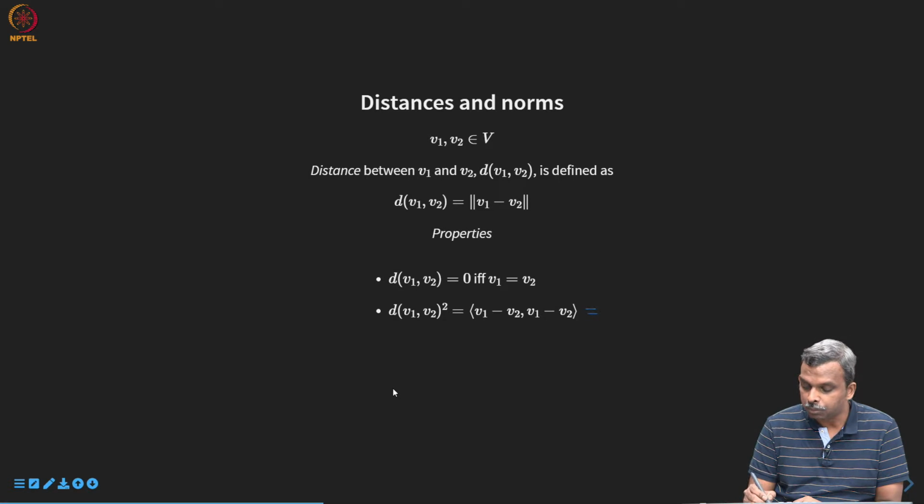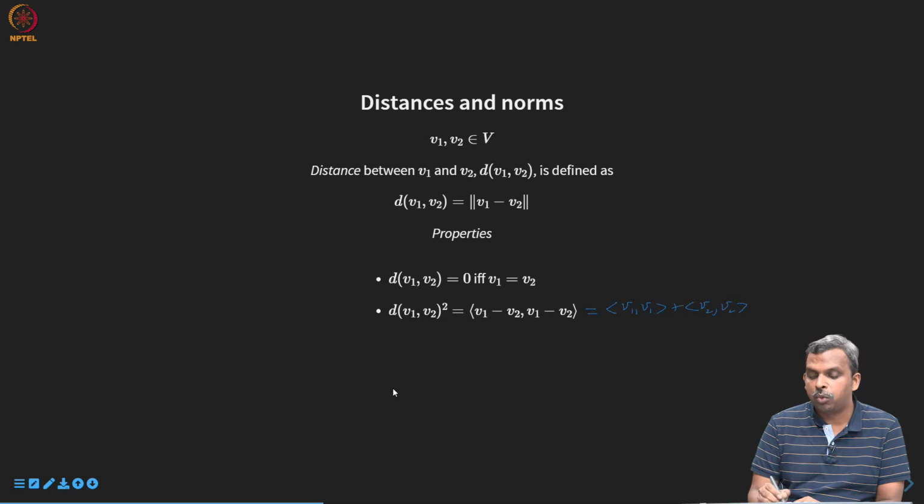If you use the distributive property, you get <v1, v1> plus <v2, v2>, right? And then you combine the cross terms, so you get minus <v1, v2> and minus <v2, v1>, but <v2, v1> is the conjugate of <v1, v2>, so in fact you get minus 2 times the real part of <v1, v2>, right? I put real part here, but we're assuming it's a real space. Whether the scalar is real or complex, this result works out very nicely.